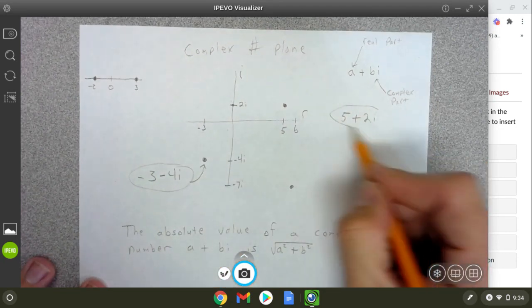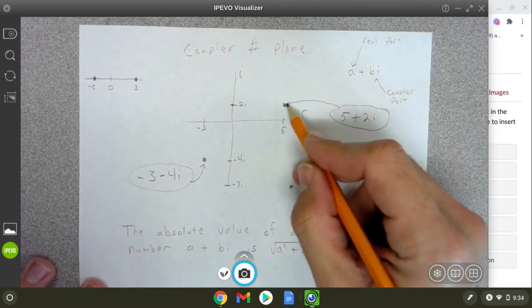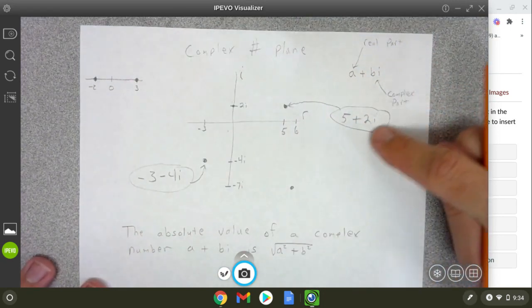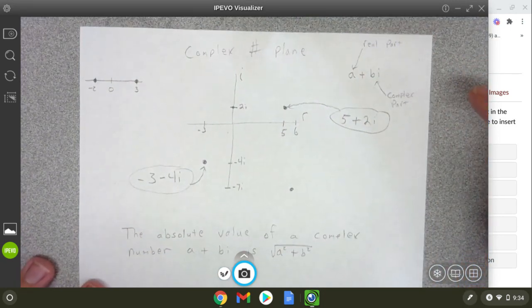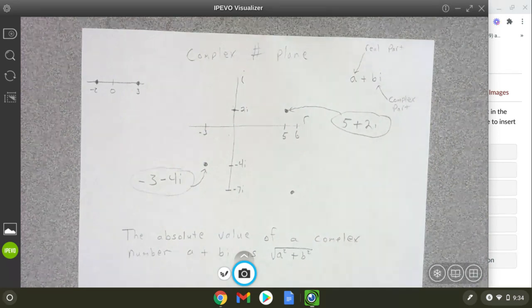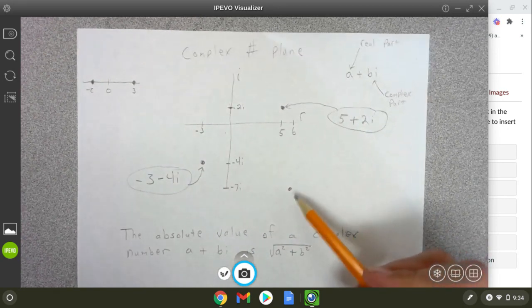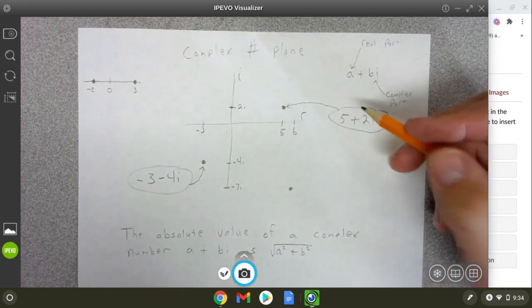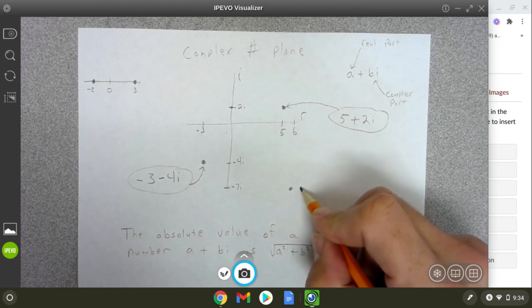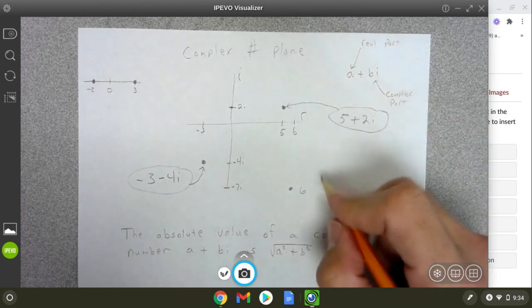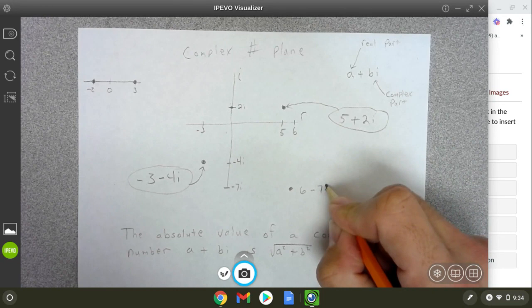There we go. But the advantage that you have with complex numbers, that's what these are called, is that you can actually do stuff with them. You can multiply them, divide them, add them, subtract them. You can't really do that with ordered pairs, with just plotting points and stuff. Then this one here, this would be the number 6, that's the real part, minus 7i.